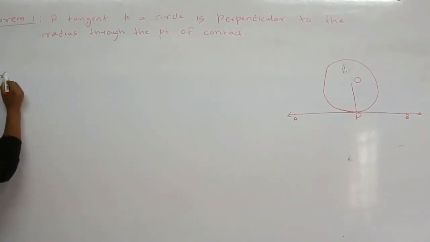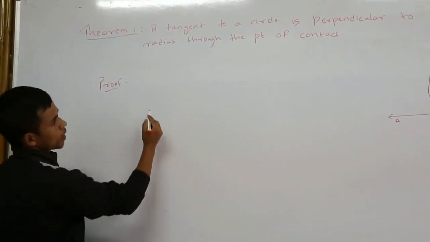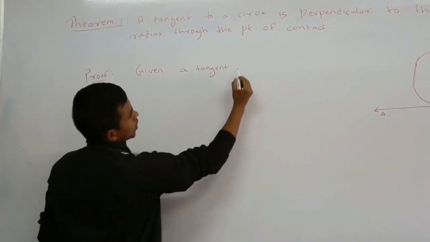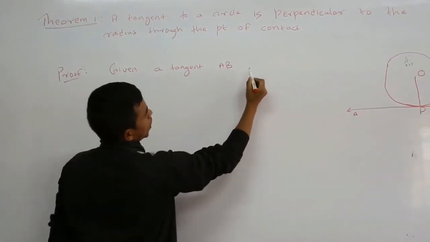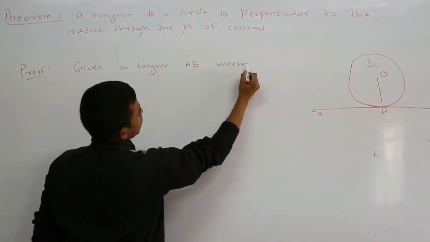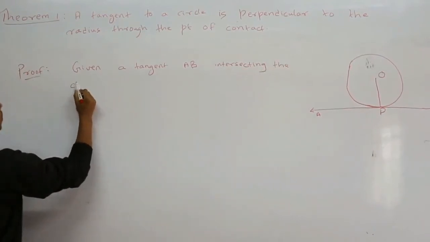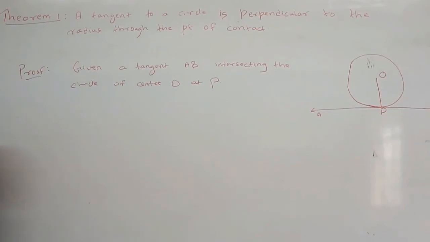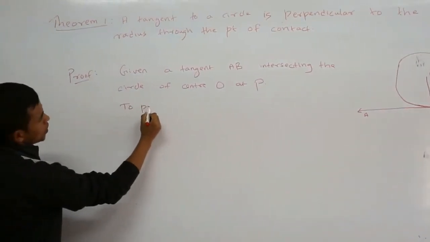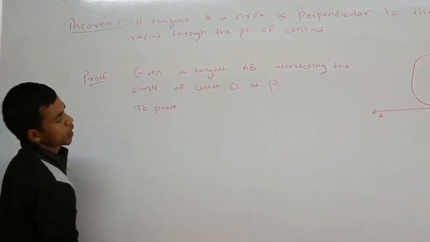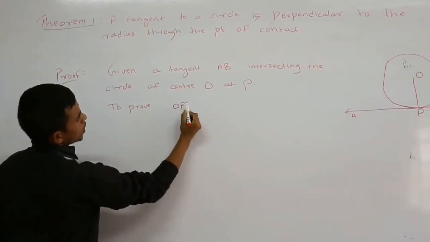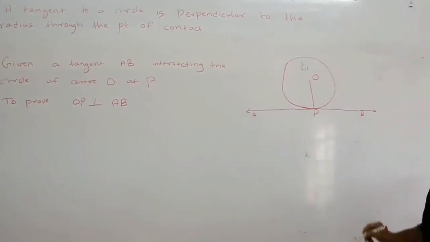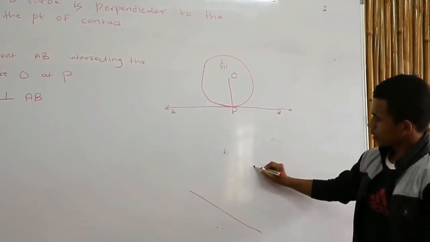So the proof, it is given that a tangent AB intersecting the circle of center O and P. We have to prove that the statement of the theorem states that the radius and the tangent, they are perpendicular, so we have to prove OP is perpendicular to AB.